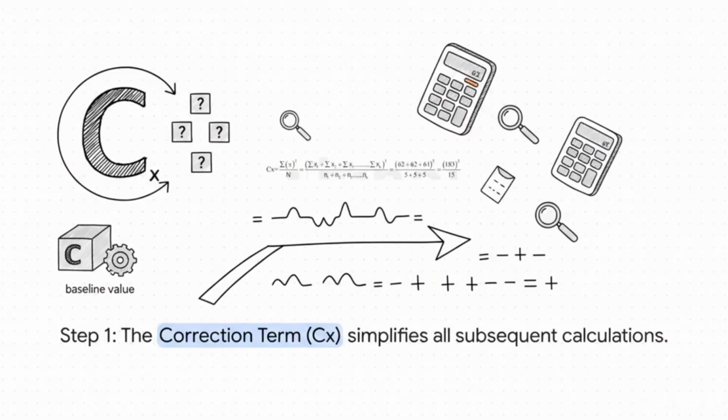First up is this correction term. Now, don't let the name intimidate you. It's really just a handy little number we calculate right at the start. You just add up every single score you have, square that grand total, and then divide by how many scores there are. It's a bit of prep work that makes all the next steps way, way cleaner.